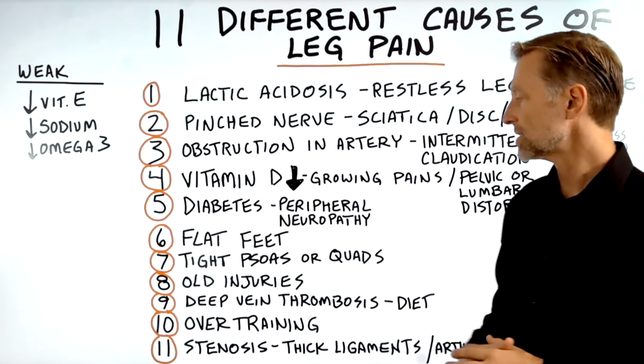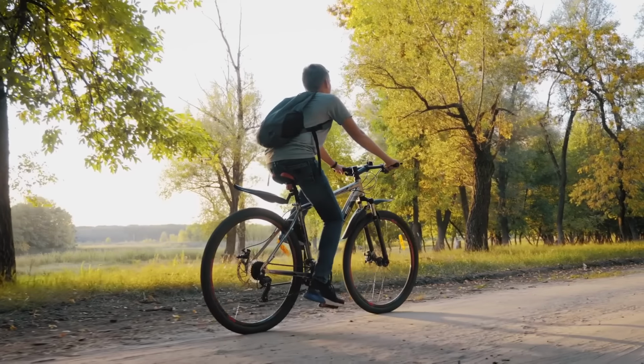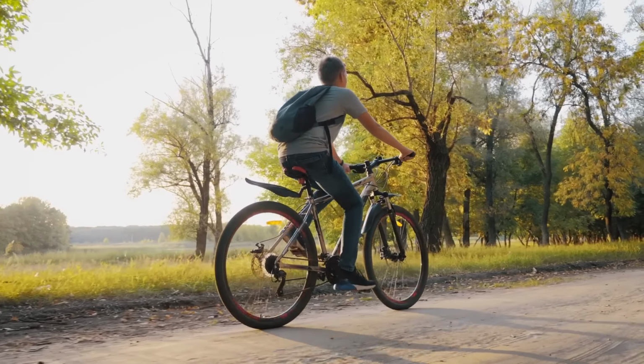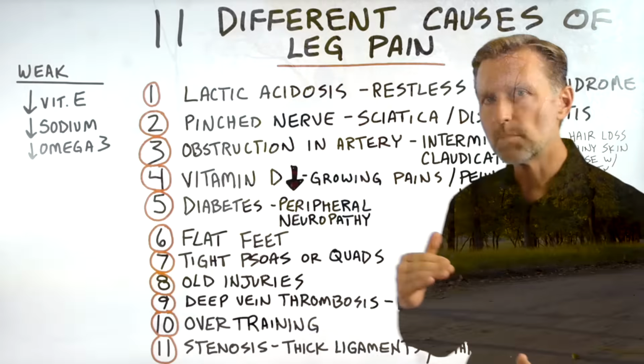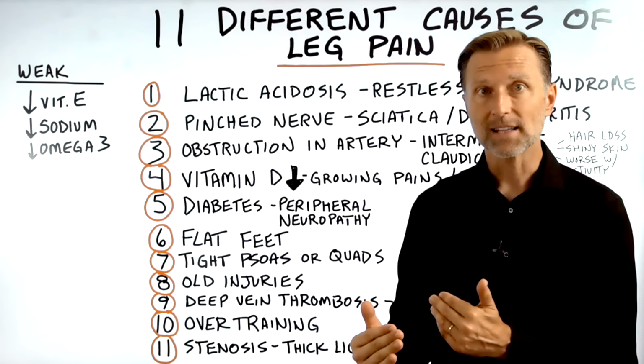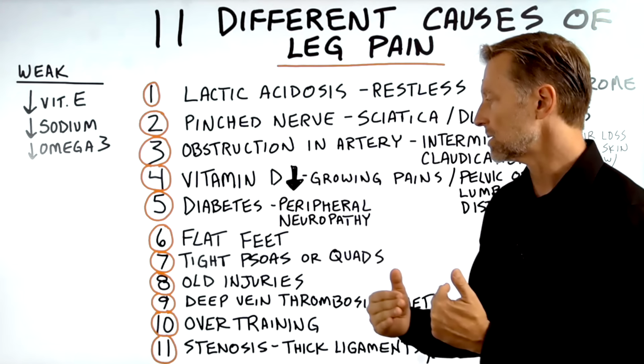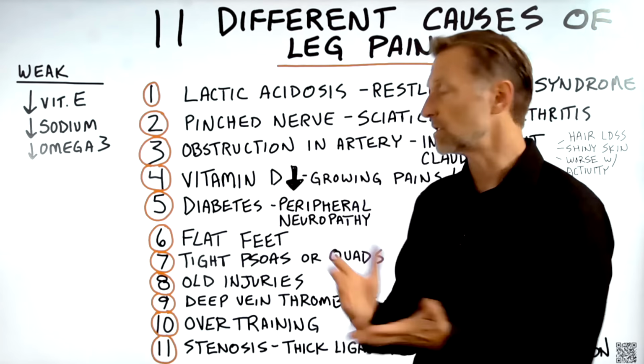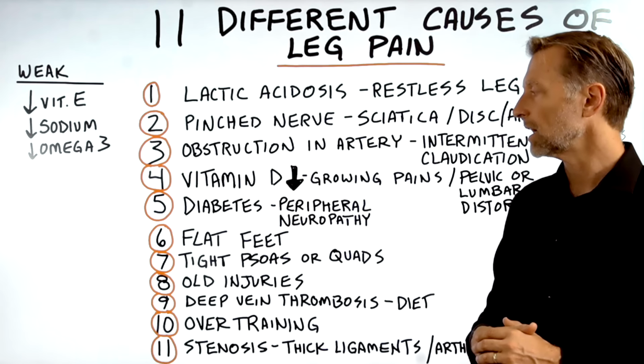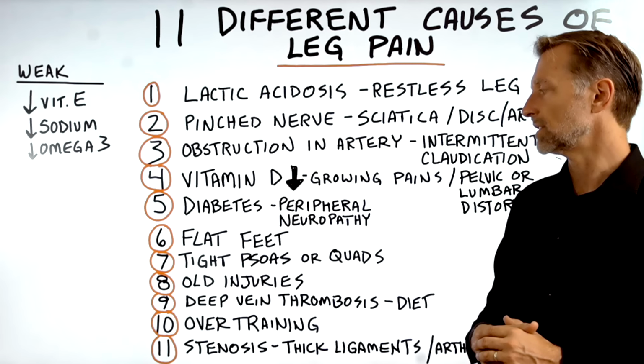Okay, number seven, tight psoas and quads. I had this problem as well for many years from riding a bike. You're doing this one motion over and over and over, and you're strengthening your quads and your psoas. Then when you stand up, they're just too tight, and that's going to throw off your back, and that's going to refer pain down to the legs.